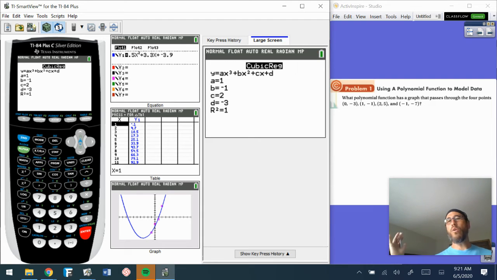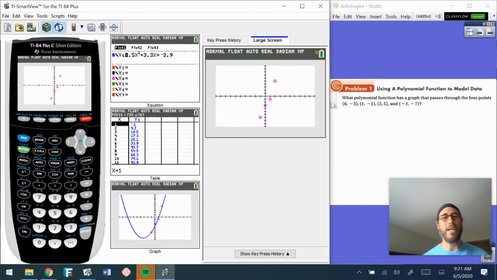Boom. Oh, r squared is 1. That means it's 100%. Watch this. If I graph it now, I might want to look at the graph. That is going to be 1 hundo. It's going to go through every single one of those points. Check it out.